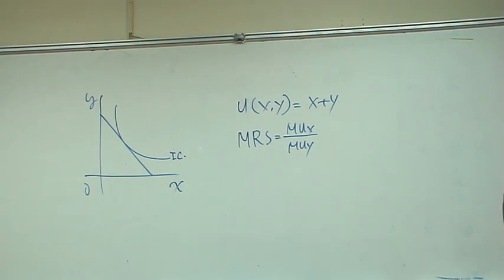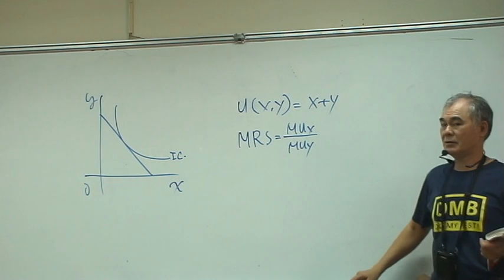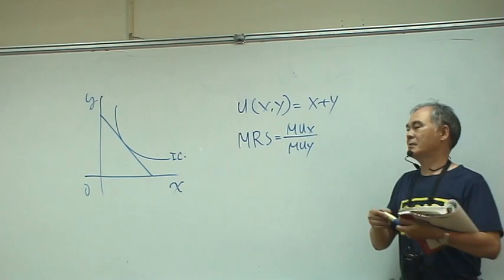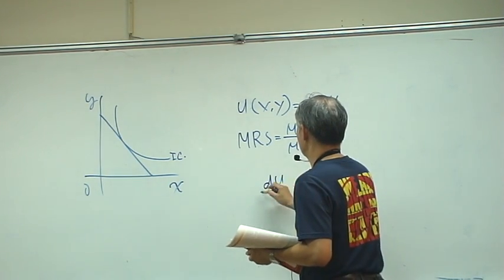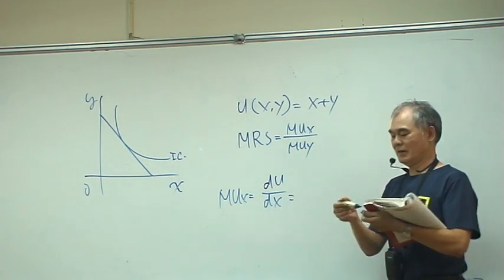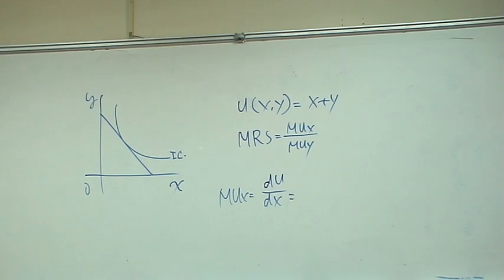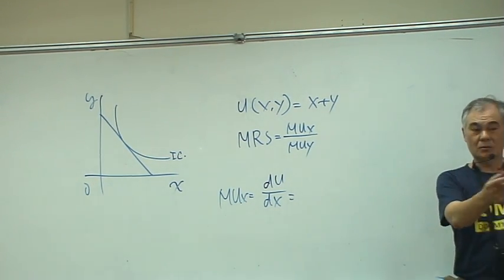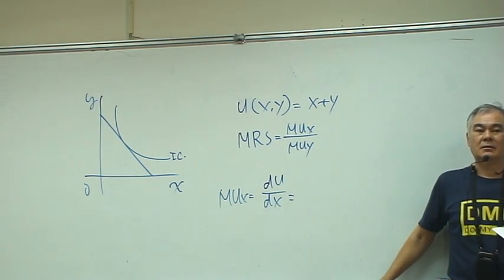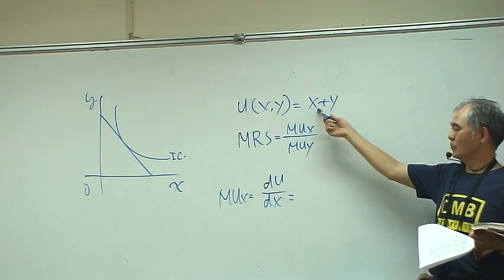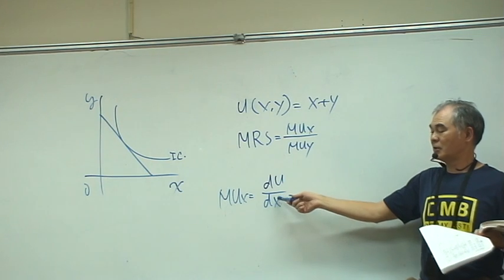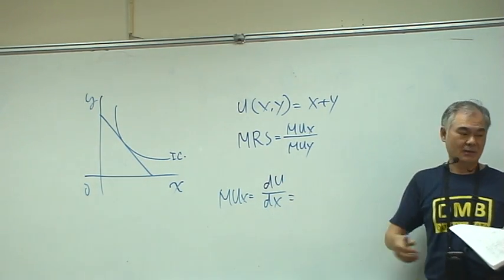Can you tell me what is MUx in this case? MUx is du/dx. So what is that? Here is the utility function, x plus y, and this function has to be differentiated with respect to x.